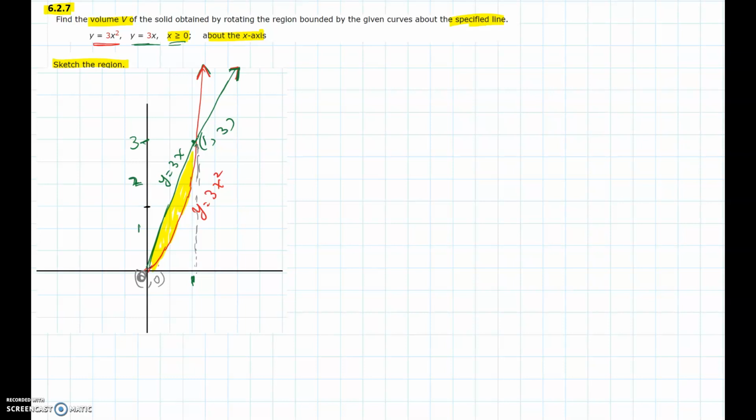So now we can graph. The first one, y equal to 3x square, is an upward parabola. y equal to 3x is a straight line. Then we can find out where the two graphs meet by setting the y's equal. So it is 3x square equal to 3x, so 3x square minus 3x equal to 0. If we take the common factor 3x out, it is 3x times x minus 1 equal to 0, which means x equal to 0 and x equal to 1.